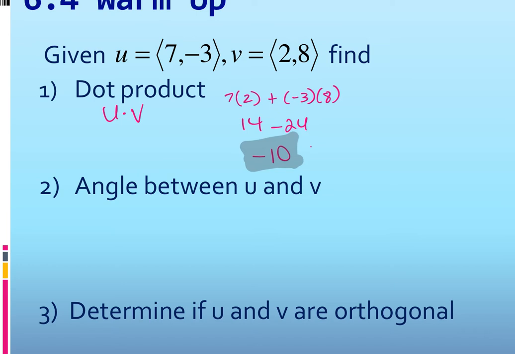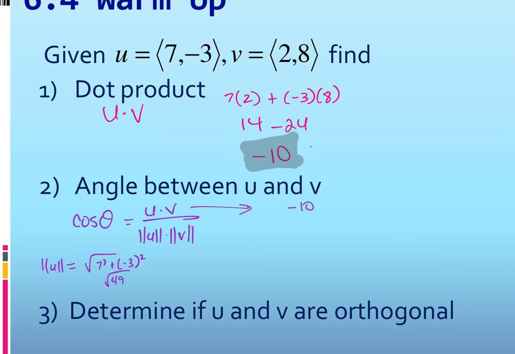For 2, it says find the angle in between these two. So that's cosine of theta equals u dot v over the magnitude of u times the magnitude of v. I already have the dot product because I found it in the first question. I need to find the magnitude of u, which would be the square root of 7 squared plus -3 squared, square root of 49 plus 9, which is square root 58. So this goes over square root 58. And then the magnitude of v, which would be the square root of 2 squared plus 8 squared, square root of 4 plus 64, which is square root 68.